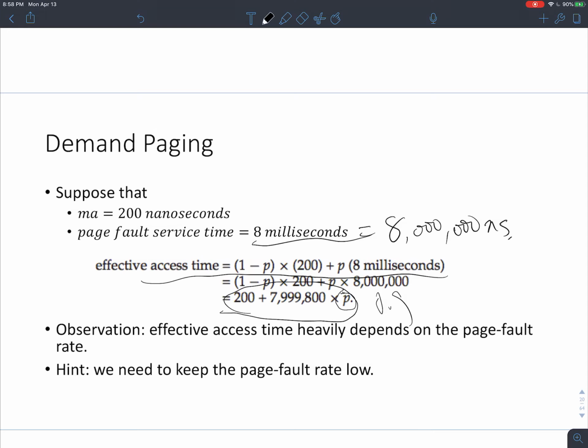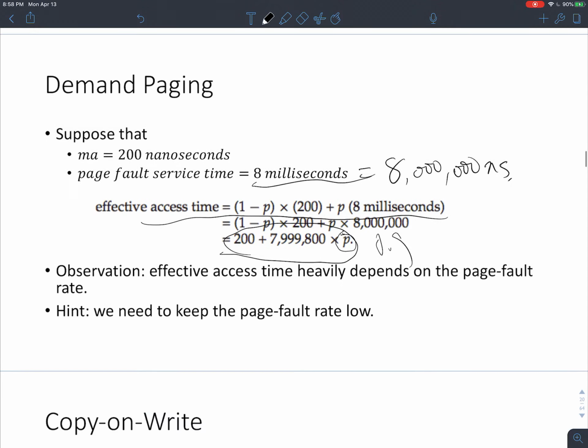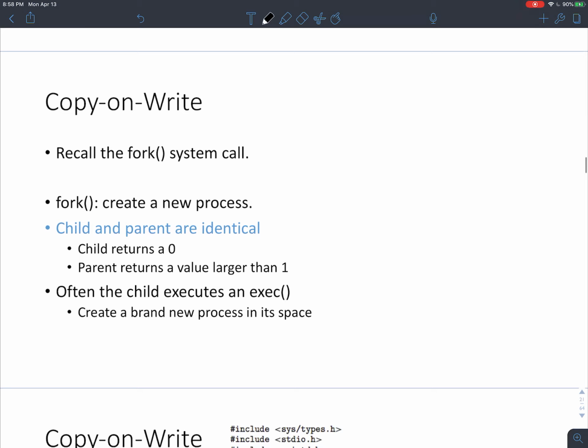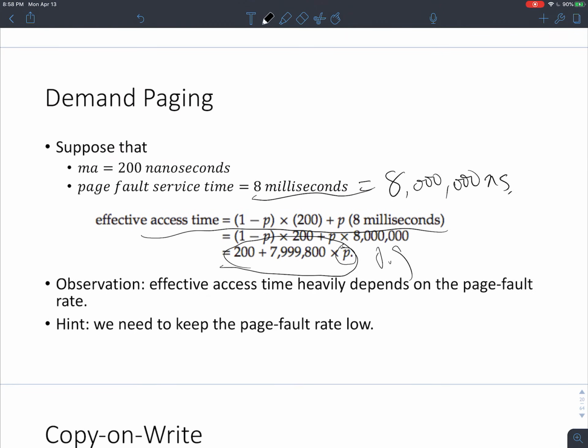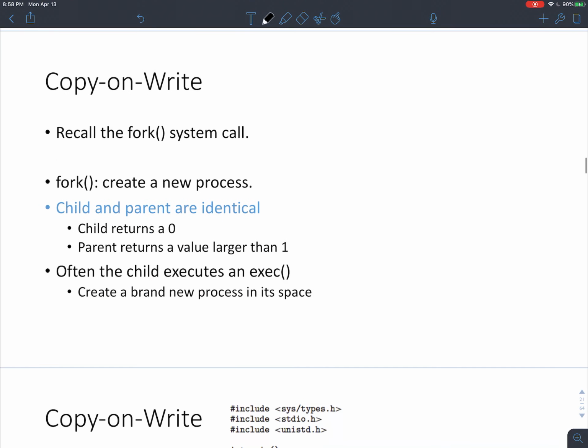So here we can definitely tell that in order to guarantee a small effective access time, we should make sure that the page fault rate is very low. So then how do we do that? There are some strategies to reduce our effective access time. One of them is called copy on write.